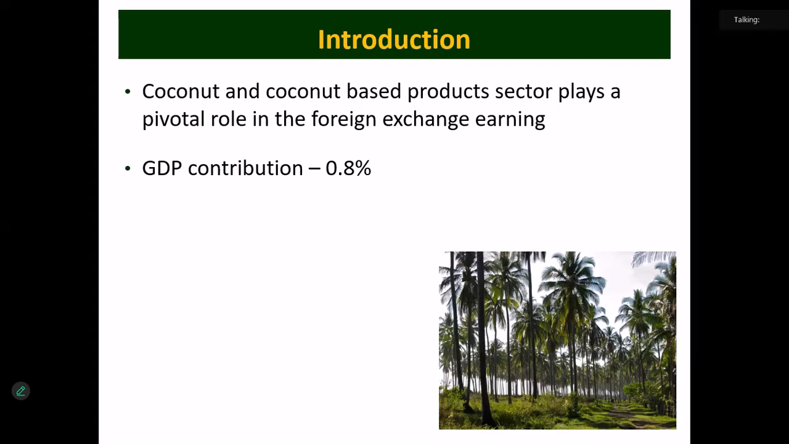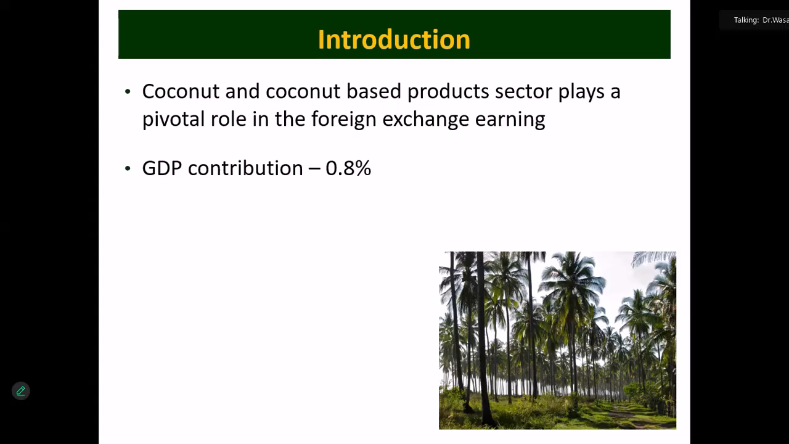But you can see the second sentence. What does that say? GDP contribution is only around 0.8, that means less than 1%. What do you mean by this? GDP, gross domestic product. That is the contribution of coconut into the local economy, the national economy. Clear?